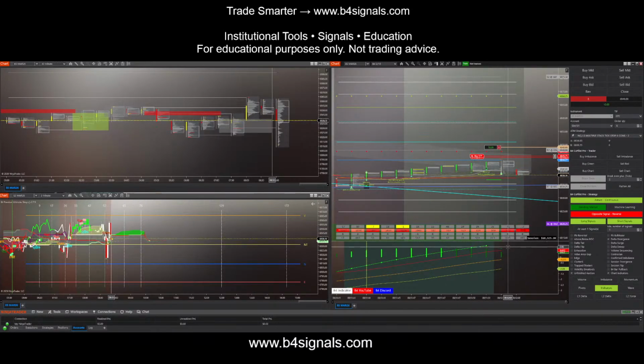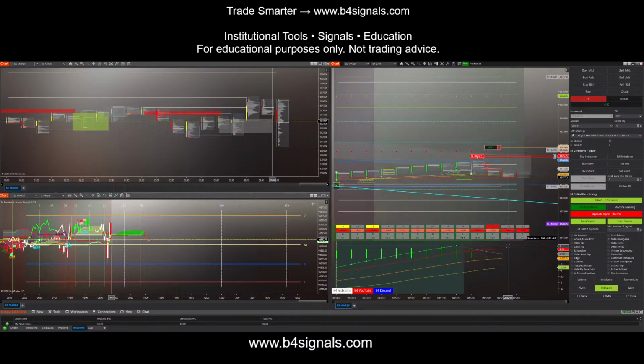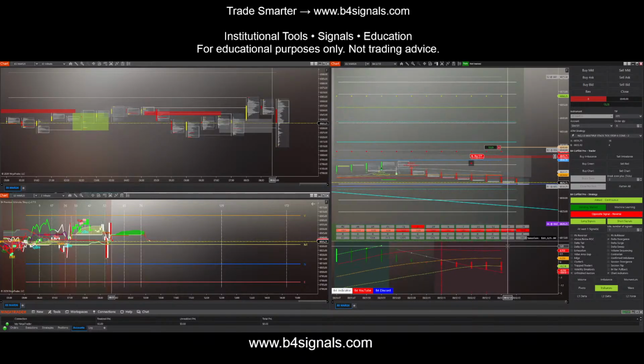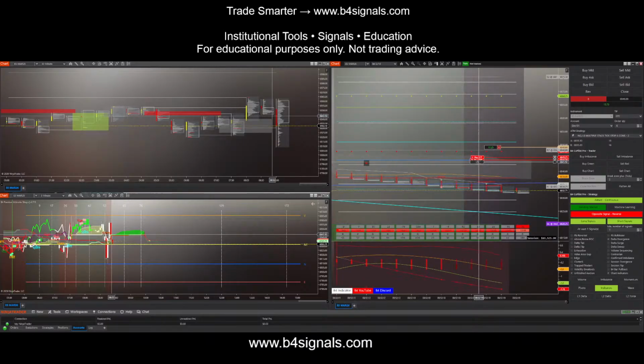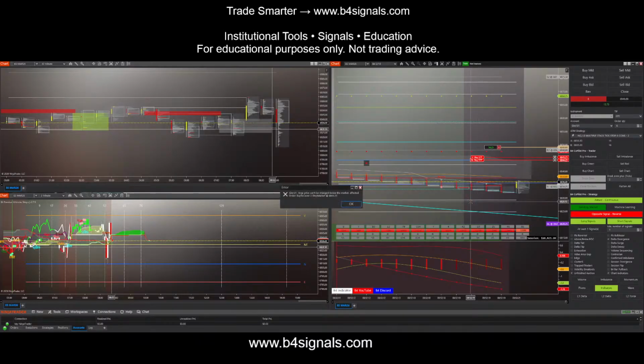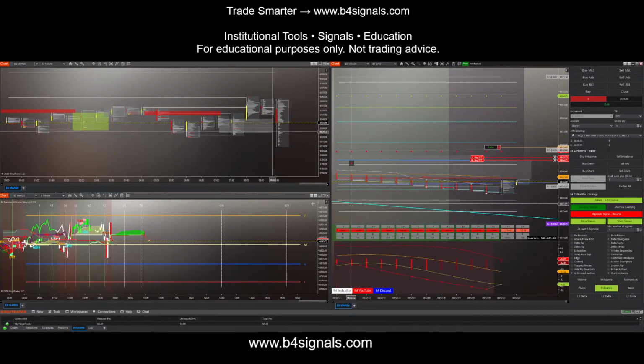There's still room to the upside on this move. I'm catching it from the opposite side here. There's still room for it to go on up.